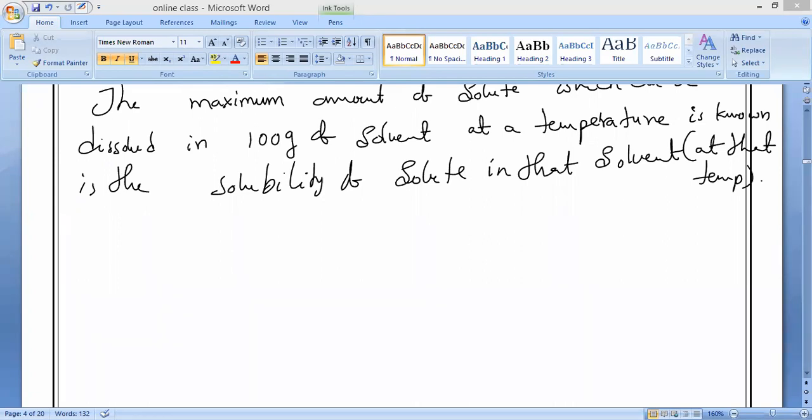Yes, sir. So based upon the solvent, the amount of solute varies. That is also very important. Okay, everybody? So you have to remember it. Please remember, all of you.